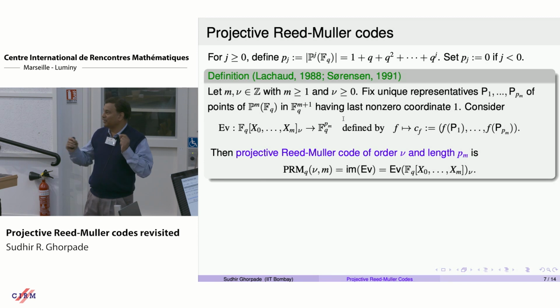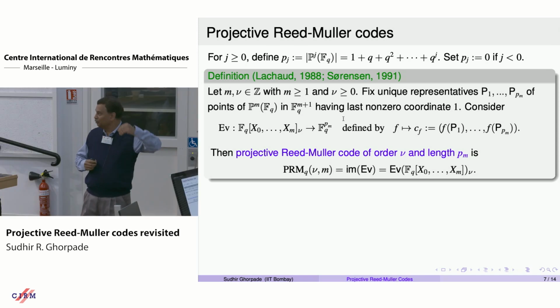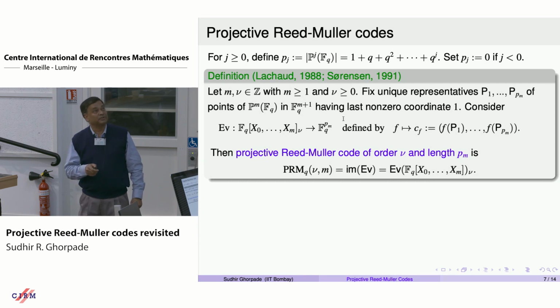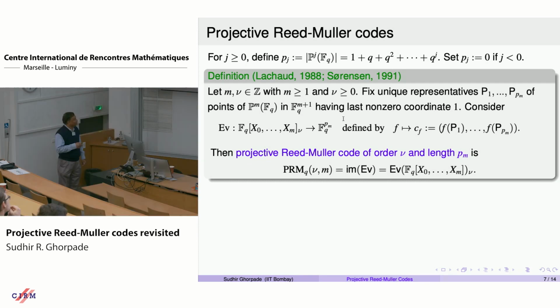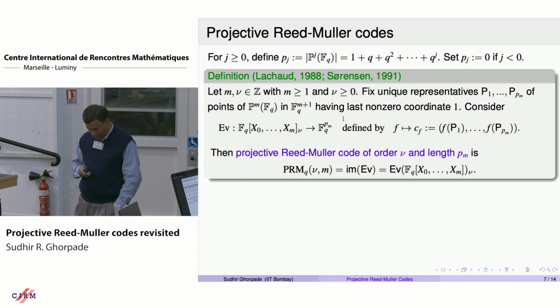Now, of course, points have homogeneous coordinates, which are equivalence classes. And if you want to evaluate, actually, you need to fix a representative. So you can fix a representative in some fixed manner. For example, you require that the last non-zero coordinate is 1. Then the point is uniquely determined. So take such representatives of points of the projective space. And now take a homogeneous polynomial in m plus 1 variables of degree nu and evaluate it at each of these points. And then the projective Reed Muller code is precisely the image of this evaluation.